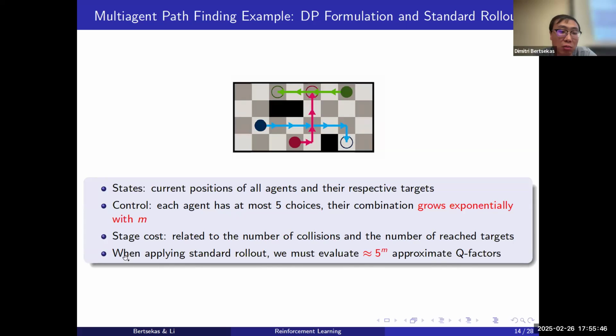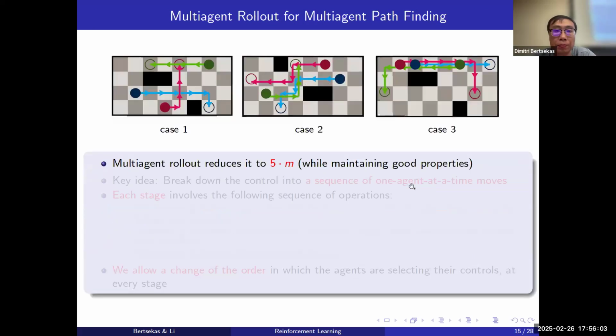So hopefully I have convinced you that it's not a good idea to use standard rollout in this context, because roughly speaking, at each stage, using standard rollout, you need to deal with 5 to the power m approximate Q factors. As I showed earlier, multi-agent rollout reduces the number of Q factor evaluations to 5 times m, while maintaining the good performance property. The key idea here is to break down the control into a sequence of one agent at a time moves.